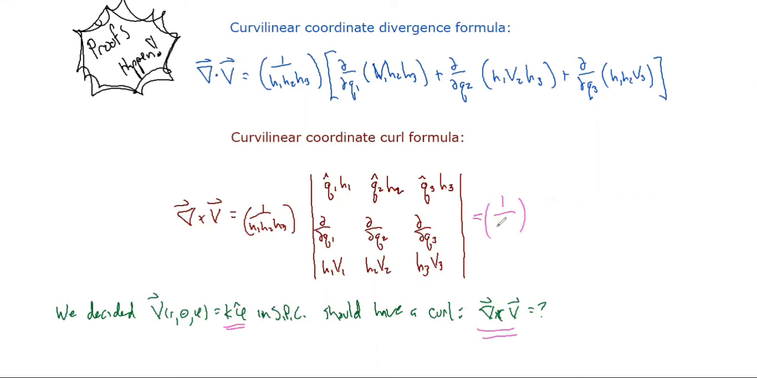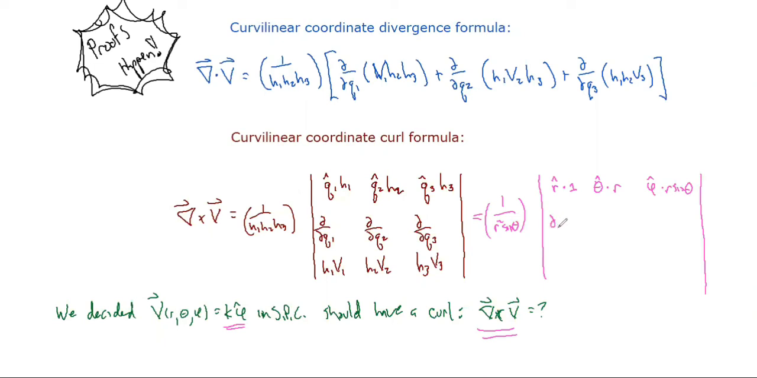That r squared sine theta. R squared sine theta is exactly right. So this is basically the scale factor on the volume element, if you recognize it from that. And then we have r hat times 1, so that's the scale factor from radial coordinate. And then theta hat times scale factor from the theta coordinate, so that's r. And then phi hat times r sine theta.